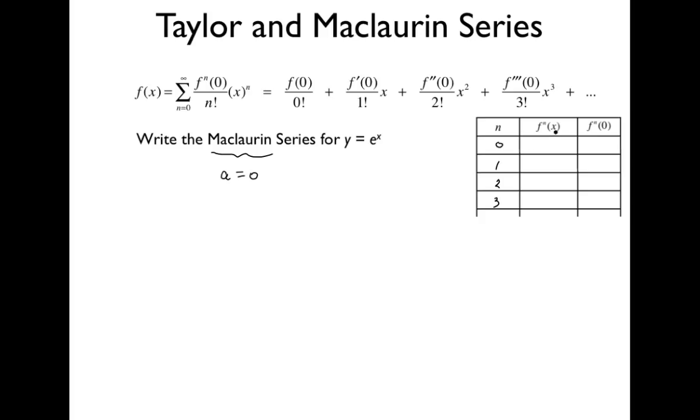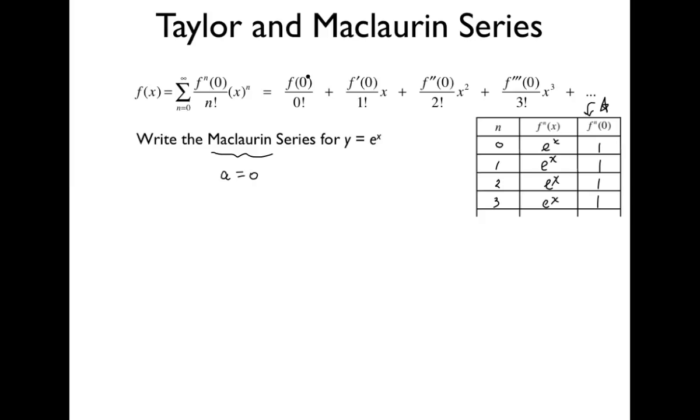So when n is 0, that's just the function itself. So this is just e to the x. And now we're going to evaluate the function at 0. So e to the 0 is 1. Okay, so n equals 1 means, for these terms up here, the first derivative. So what's the first derivative of e to the x? We quickly see that all the derivatives are e to the x, and evaluated at 0 are all 1. So this column is what we're after.